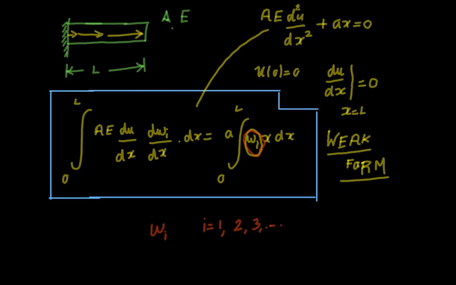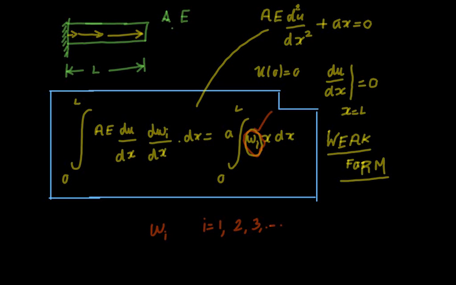So it is just neatly packaged and represented in the weak form equation. i can take integer values 1, 2, 3, 4, and so on and so forth. When you say i is equal to 1, you are talking about w1, which is the first weighing function. We will see how we can get the weighing functions later, but for now, just remember, when you say i is equal to 1, you are talking about the first weighing function. Okay, so we are clear with this.